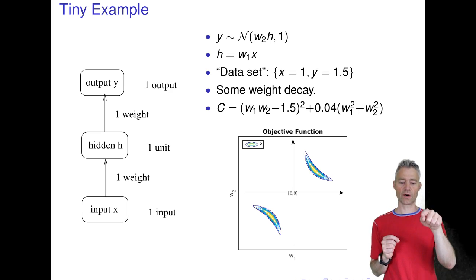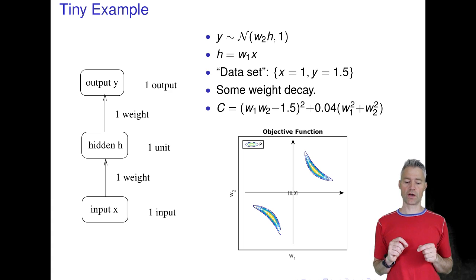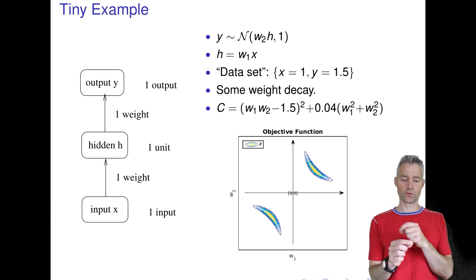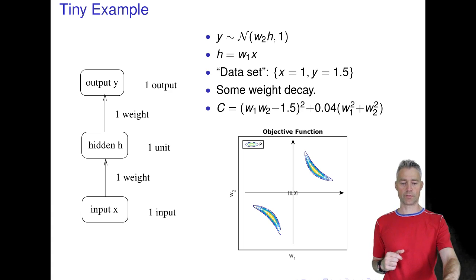So that will give these two bananas and the minimums of these two yellow areas you have in the plot. And of course we have this symmetry, which is always in these networks, that we can actually change the sign of both weights, and then we get the same output mapping.